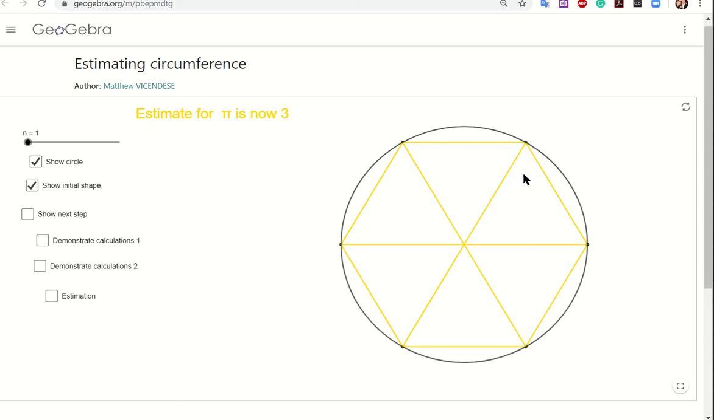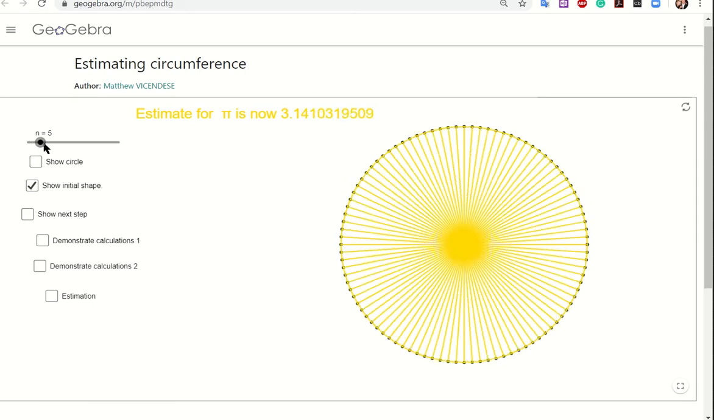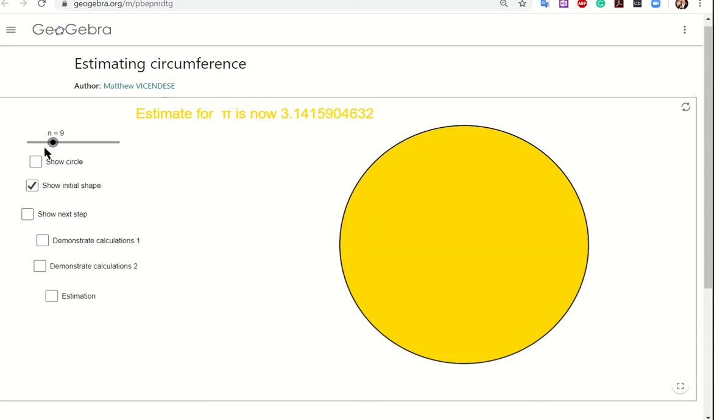Obviously this is a very rough estimate because you can still see that we've got gaps between the lines in the circle. However, if we were to draw these lines here, we would create new triangles by splitting those ones in half. And now we have 12 triangles, and adding up the lengths on the outside there, we now have an estimate of pi that's close to 3.1. So if we remove this circle and crank up the steps, we can see the estimation gets closer and closer to pi. So after 6 steps, our estimation for pi is 3.14, and after 9 steps, our estimation for pi is 3.14159.